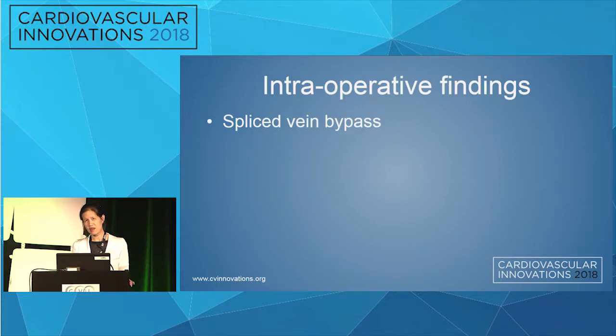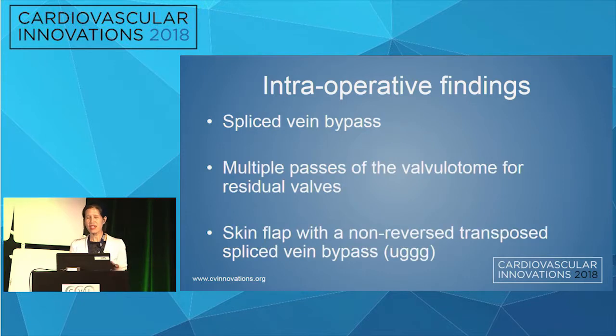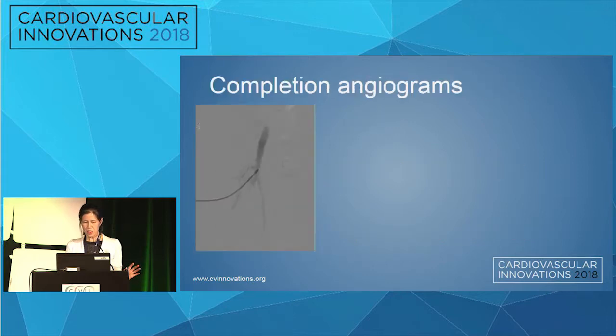And then not only that, we ended up with many residual valves left in the vein. So we had to pass the valvulotome many times through the residual valves. And then ultimately we had a skin flap with a non-reverse transposed spliced vein bypass. Ugh. So this is our completion angiogram.